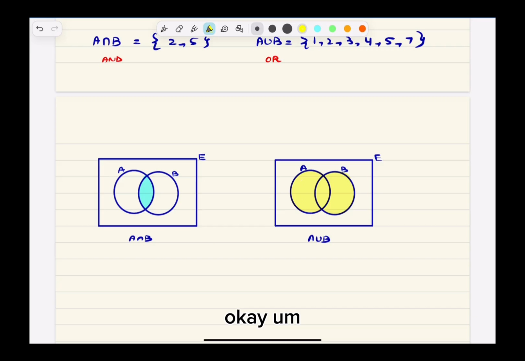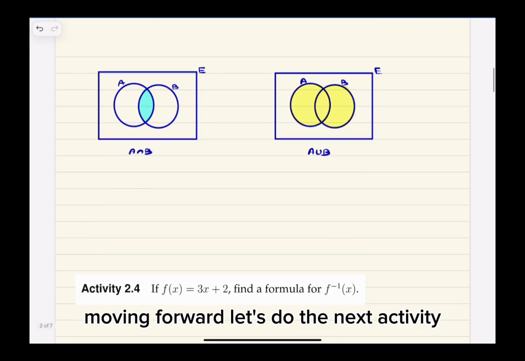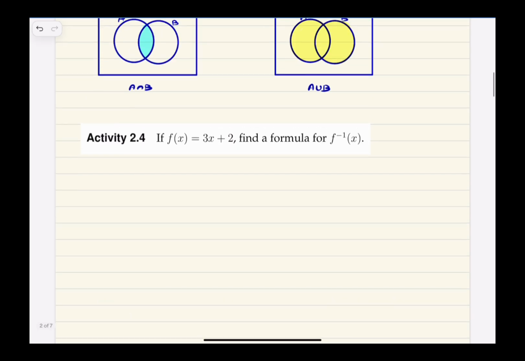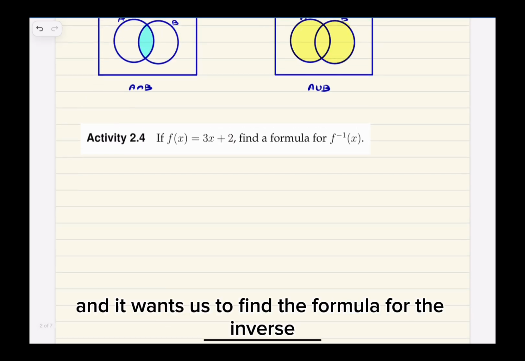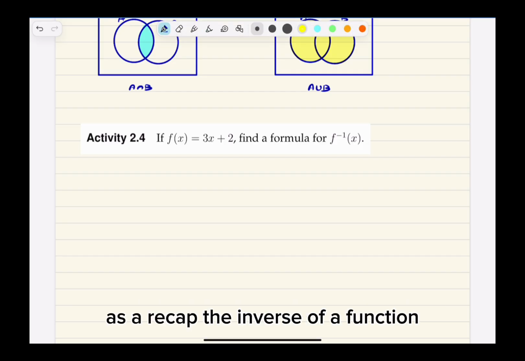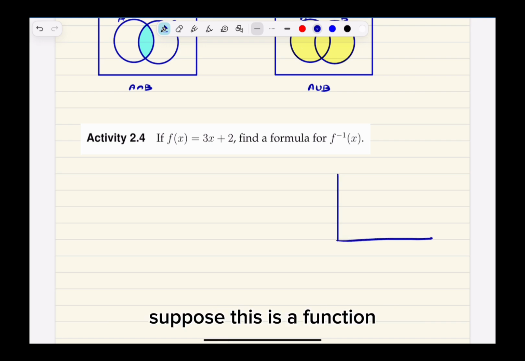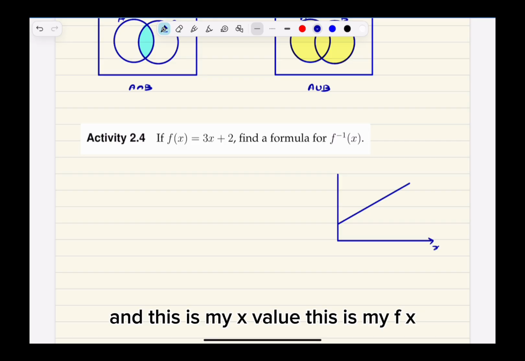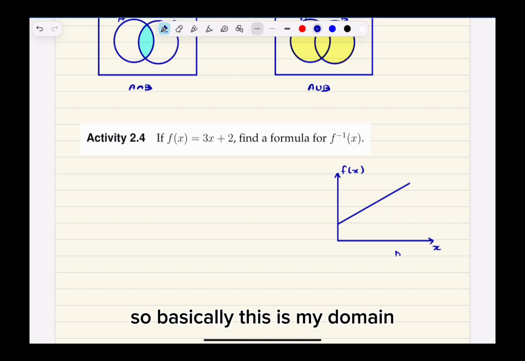Okay, moving forward, let's do the next activity. The next activity in the subject guide is giving us a linear line, and it wants us to find the formula for the inverse. As a recap, the inverse of a function: suppose this is a function, and this is my x value, this is my f(x). So basically this is my domain and that is my codomain.